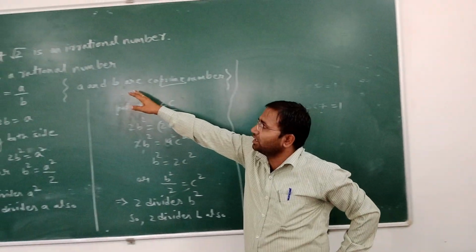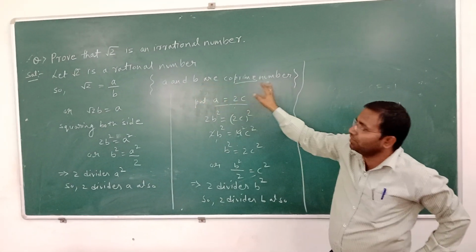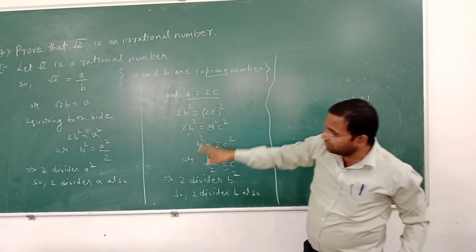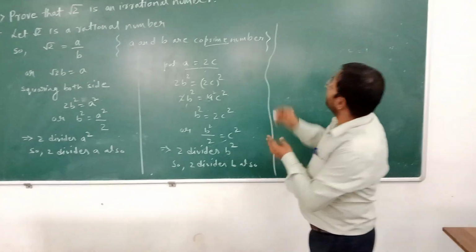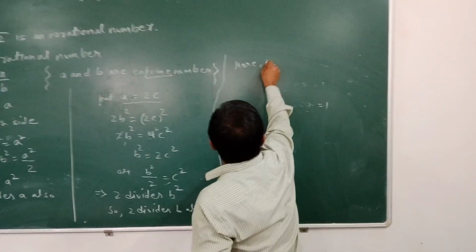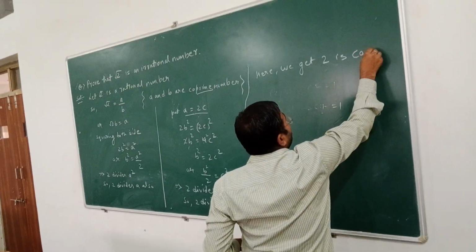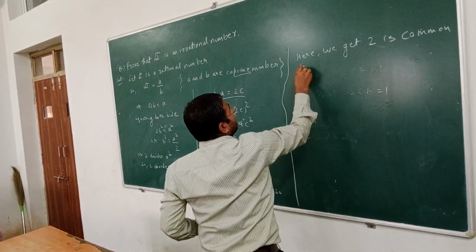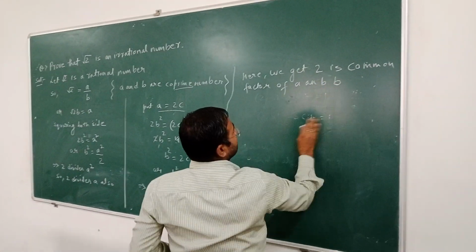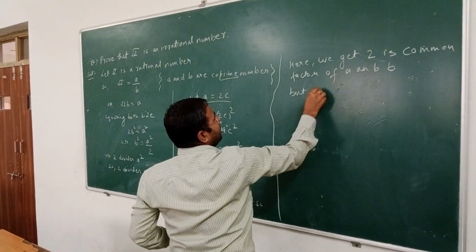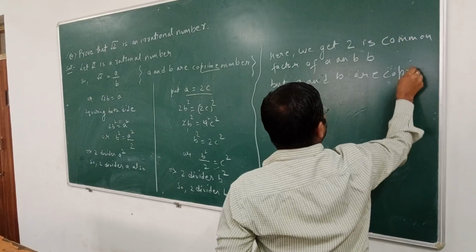But here we have taken that a and b are co-prime. Co-prime means the common factor of a and b will be only 1. But here we are getting a common factor of a and b as 2. Here we get 2 is a common factor of a and b. But a and b are co-prime.